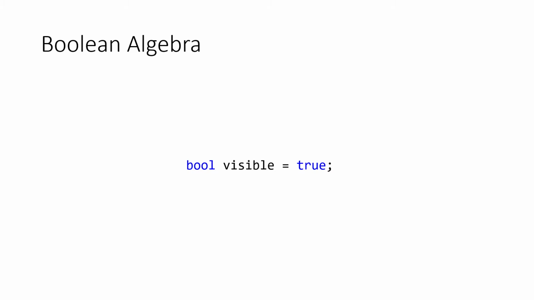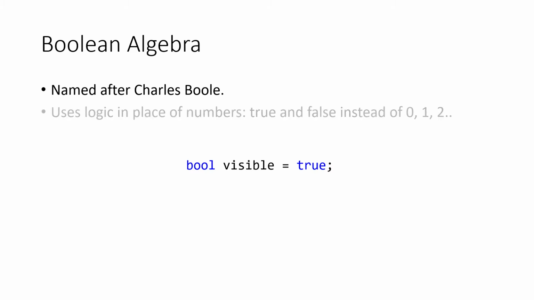So that's the end of the elementary algebra section. We're going to look at Boolean algebra as well, and this is the last algebra, don't worry, that I'm looking at just now. This is named after Charles Boole, and it uses logic in place of numbers. So you get true and false values instead of symbols like 0, 1, 2, etc.